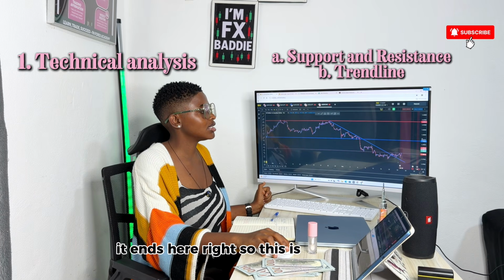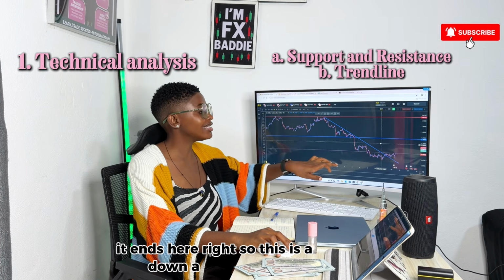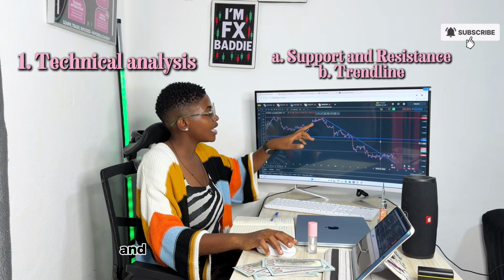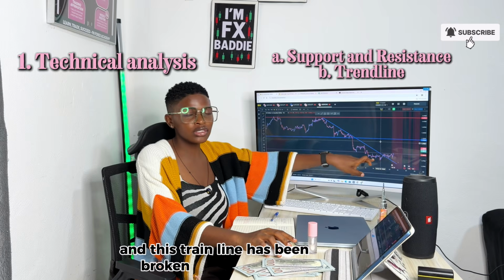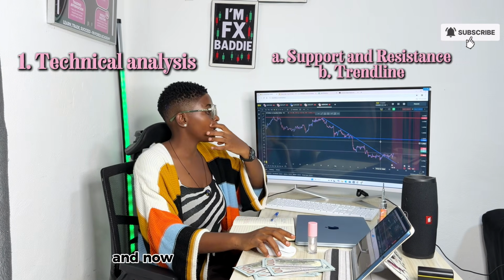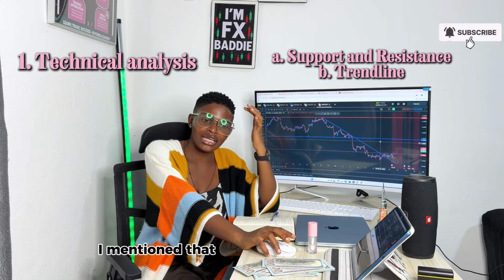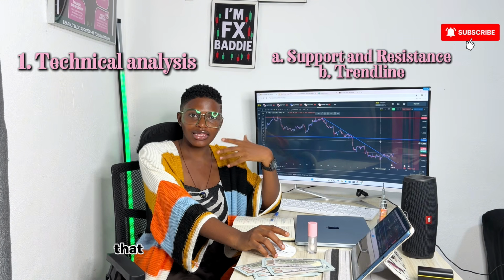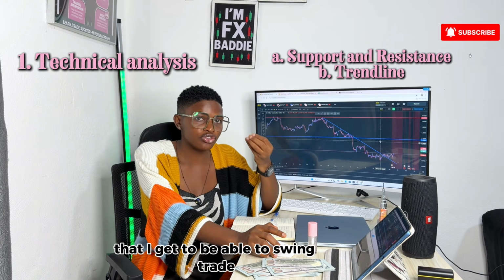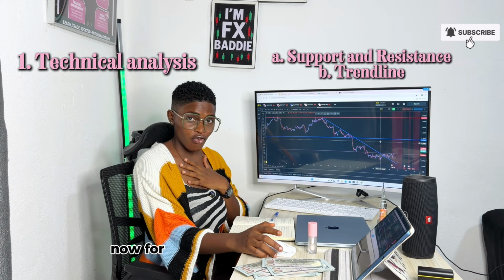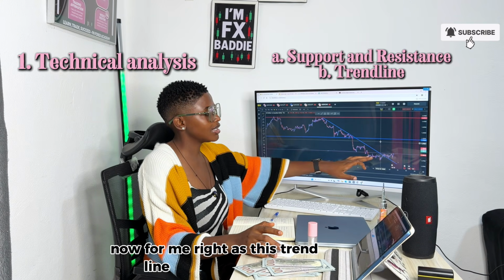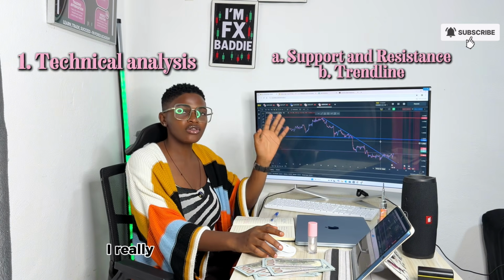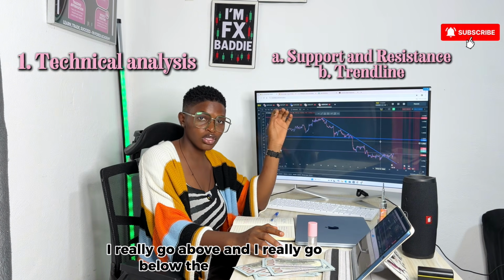So this is a downtrend, but now we are on the 1 hour, and this trend line has been broken on this 1 hour. And now remember, I mentioned that I trade trend line breakouts. That's another confluence that I get to be able to swing trade. Now for me, the 1 hour is my favorite time frame. I rarely go above and I rarely go below the 1 hour.